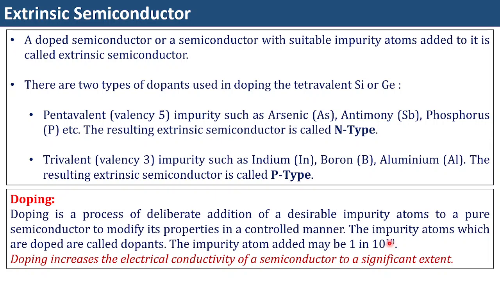So see, the doping amount is so less. But that small amount of doping increases the electrical conductivity of a semiconductor to a significant extent. You can't believe to what extent this increases. Doping increases the conductivity of semiconductor to a large extent. That is the reason why doping is important.